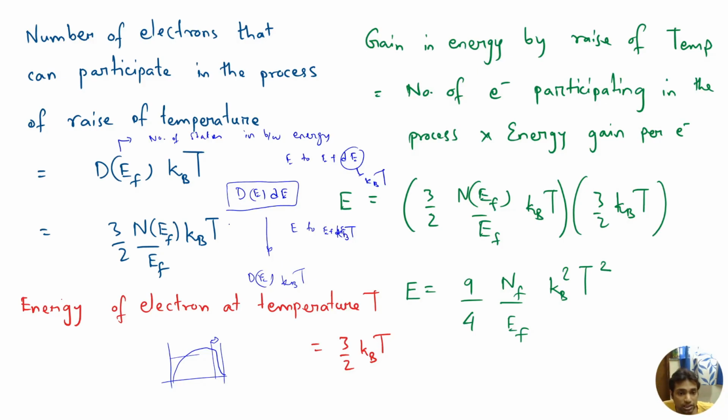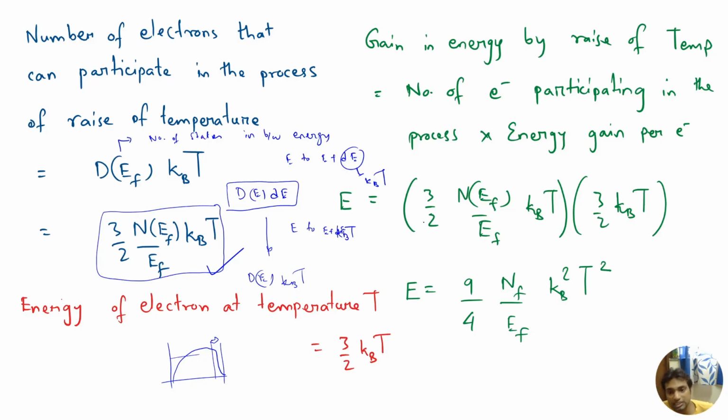Okay. So the gain in energy, so what is this quantity? This quantity is nothing but your number of available states that can interact with the temperature kBT. Okay, so why we have taken d of EF? Because only in that neighborhood can it interact with the temperature. So the gain in energy by the raise of temperature is the number of electrons participating in the process, which is this, times the energy gain per electron.